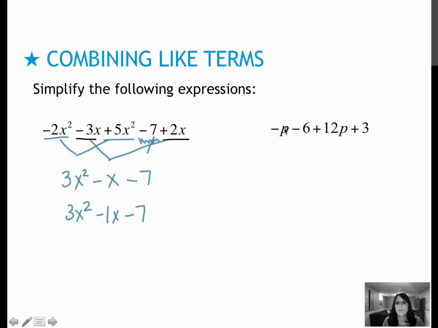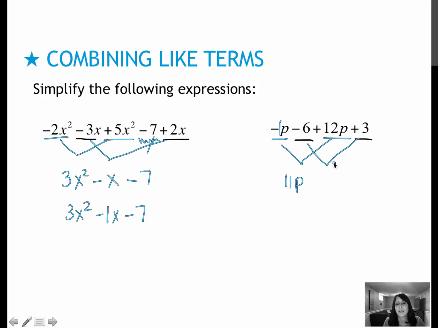My second example, negative p and positive 12p are like terms because they're both p to the first. And my minus 6 and my plus 3 are like terms. I'm going to combine my minus p and my 12p together. Remember, this is a negative 1 and a positive 12. Their difference is 11. The positive was the sign of the bigger number.